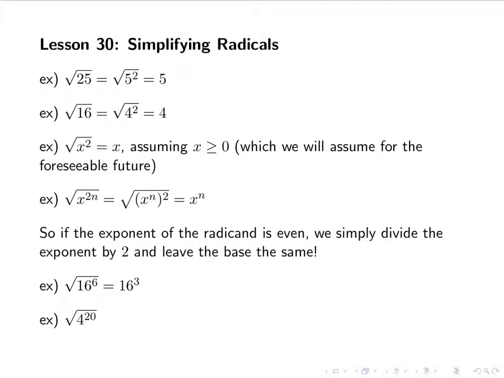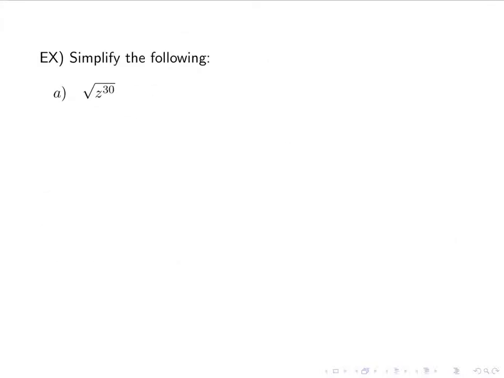As another example, the square root of 4 to the 20th. So again, I'm going to get rid of the square root symbol, and I'm going to take my exponent and divide it in 2, and I'm going to get 4 to the 10th. So let's do a couple more. Simplify the following. A, the square root of z to the 30th. So again, 30 is even, so I can just divide it by 2 and get z to the 15th.